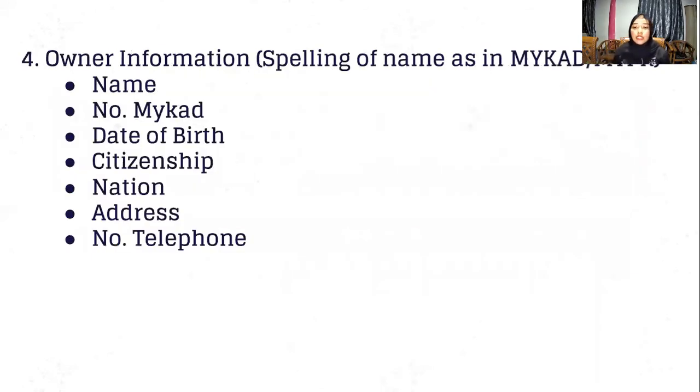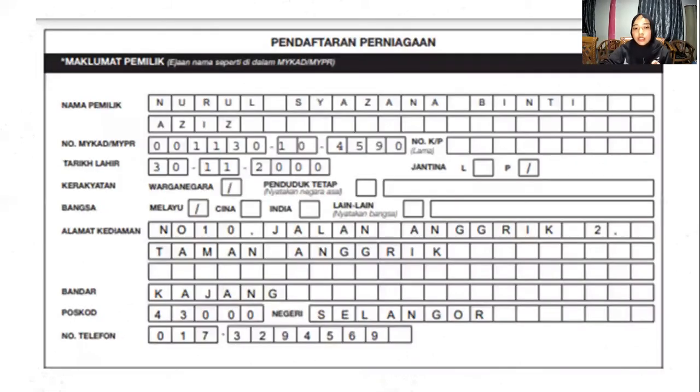So next, in section 4, we have owner information, which is one of our company members. We need the name, identity card number, which is IC, date of birth, citizenship, nationality, address, and telephone number. Here, as you can see, our member is Nurul Syazana Binti Aziz, then her identity card details and so on. These details in this section must be fulfilled.